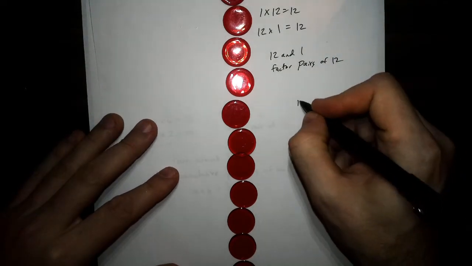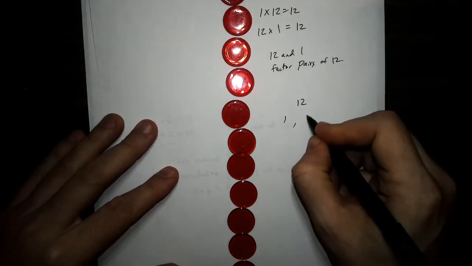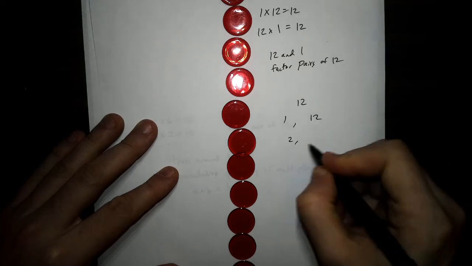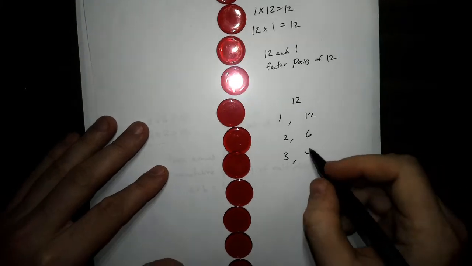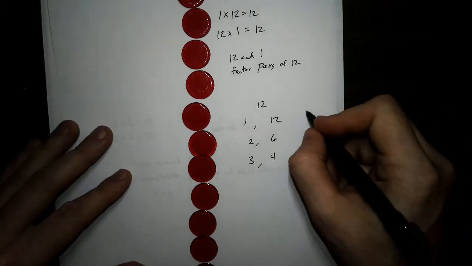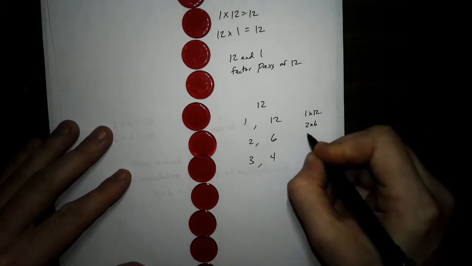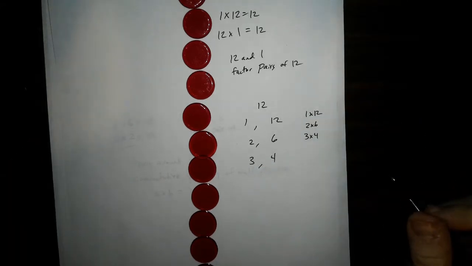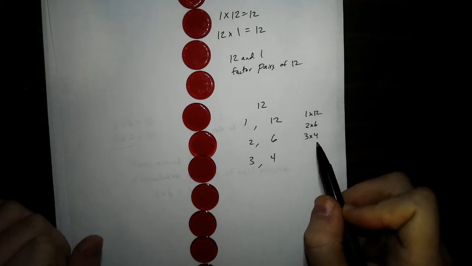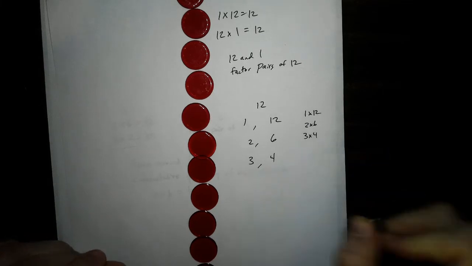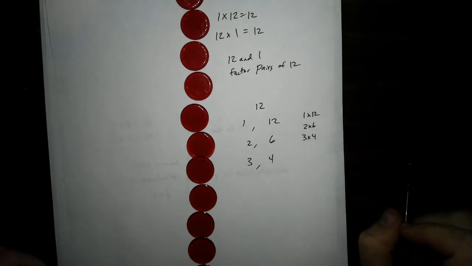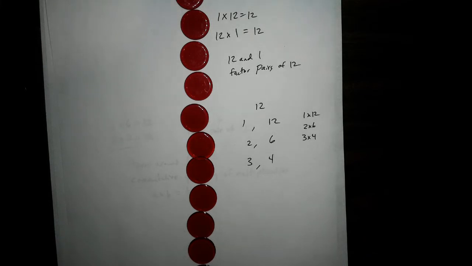So if I wanted to list all of the factor pairs of 12, I have 1 and 12, I have 2 and 6, and I have 3 and 4, and I could turn those into multiplication problems by writing it like this: 1 times 12, 2 times 6, and 3 times 4. And then I would also have the turnaround facts for each one of those, because multiplication is commutative. So I would also have 12 times 1, 6 times 2, and 4 times 3. So that's how we can make rectangular arrays from any number of counters.